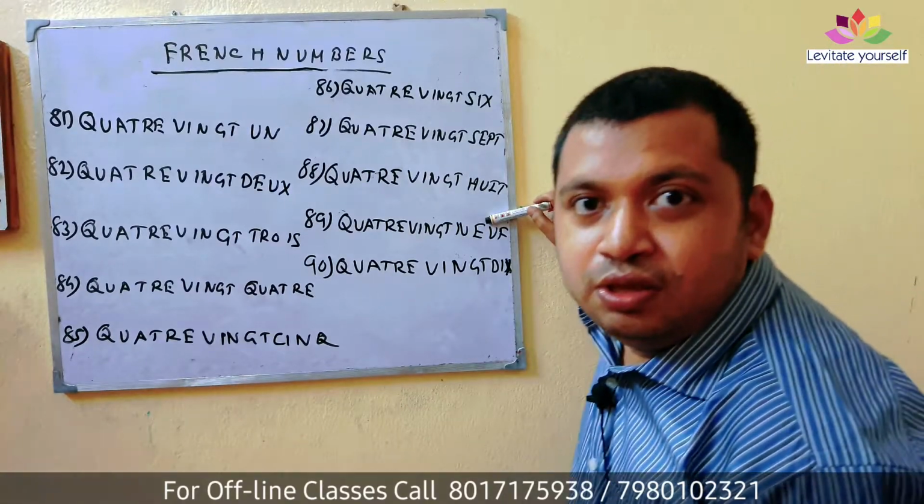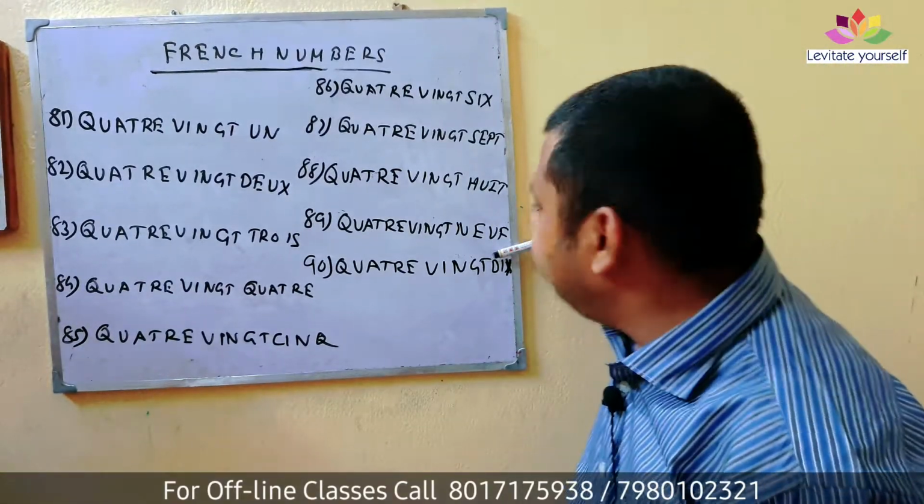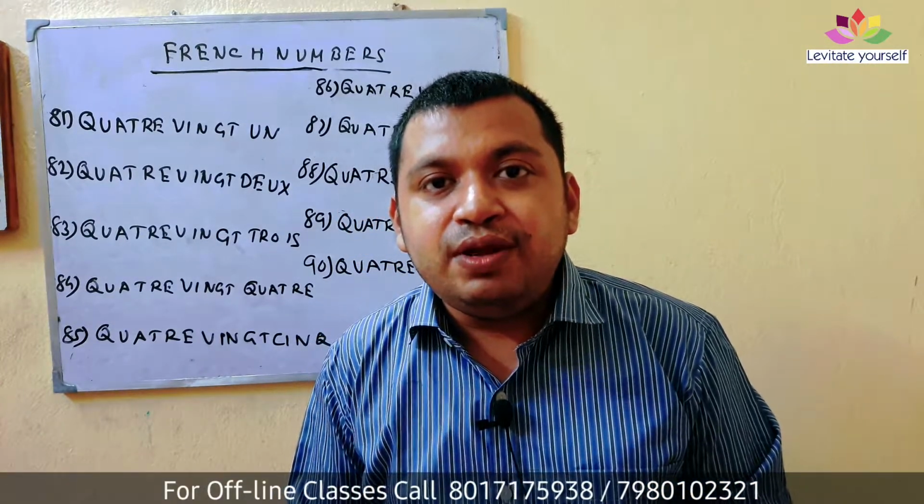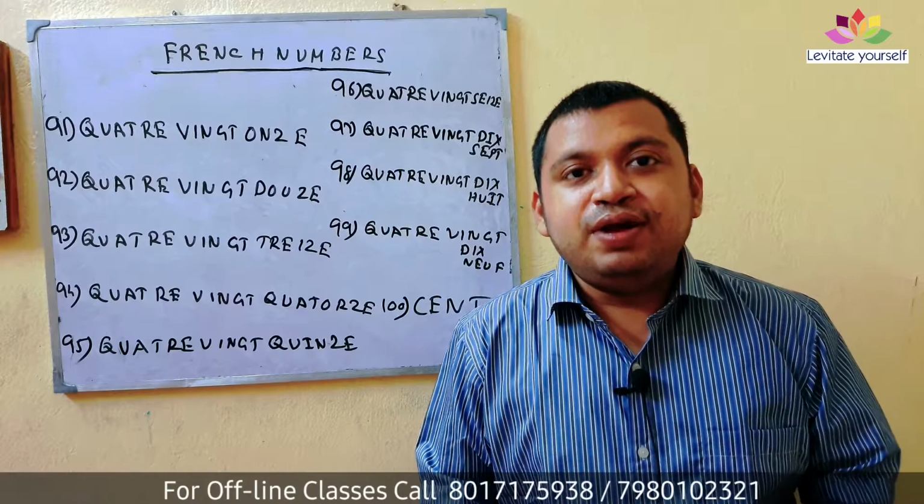Number 88, quatre vingt huit. Number 89, quatre vingt neuf. Number 90, quatre vingt dix. Now next we will learn from number 91 to 100. Let's start from number 91 to number 100.